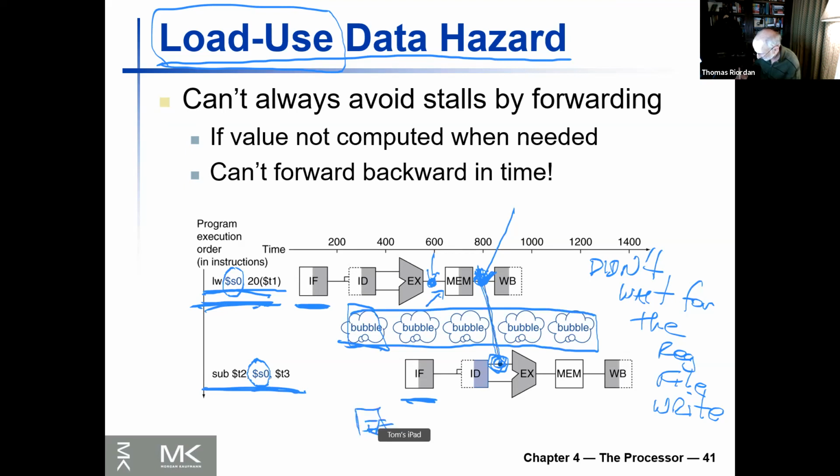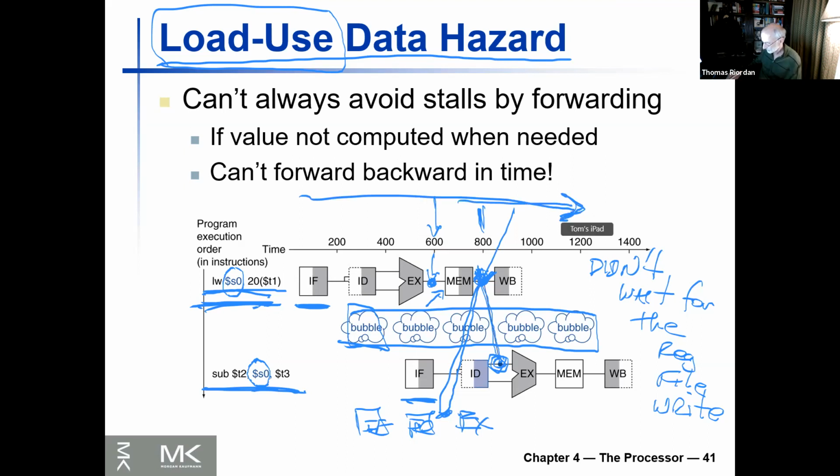IF, ID, EX. We can't put EX there, because to put EX there would require us to do this, right? And note that at this point here, we're already at 800 picoseconds in time, and this would be sending it back to 600 picoseconds in time. Time is going this way, and it only goes that way so far in our understanding of physics, that we can't make it go backwards. So we can't do this.